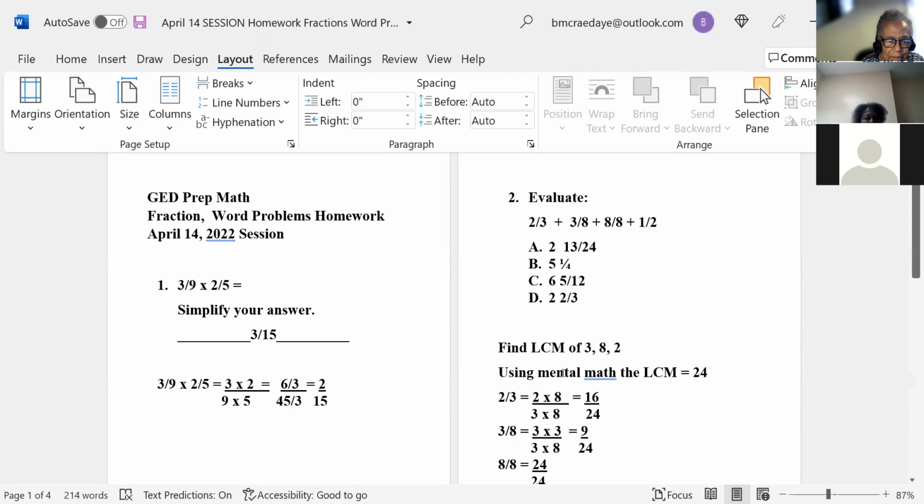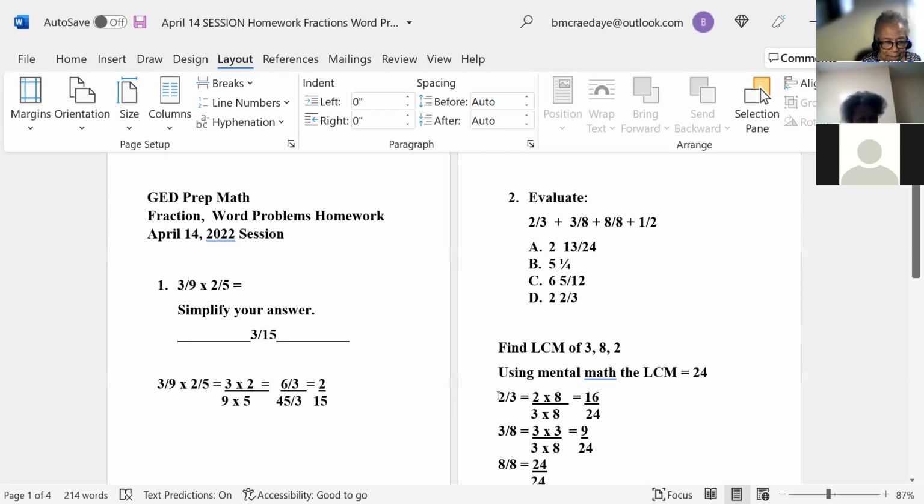Vanessa, using mental math, said the least common multiple is 24. That means, Maureen, we want to get every fraction converted to a number over 24. 24 is the bottom number, the denominator. In order to go from a 3 to a 24, we had to multiply by 8. And whatever we multiply our denominator by, we must multiply our numerator by the same number. That's why we have the 8 here.